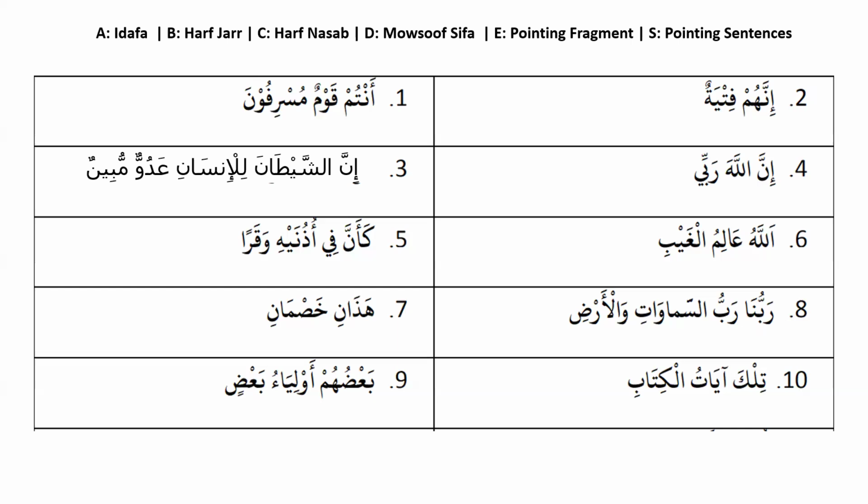How many fragments are here actually? First, Ba'duhum is a fragment, one idafa, and there's a second idafa, awliya'u Ba'di. So there are two idafa in this one: Ba'duhum and awliya'u Ba'di. Okay. Number 10: Tilka ayatul kitab.